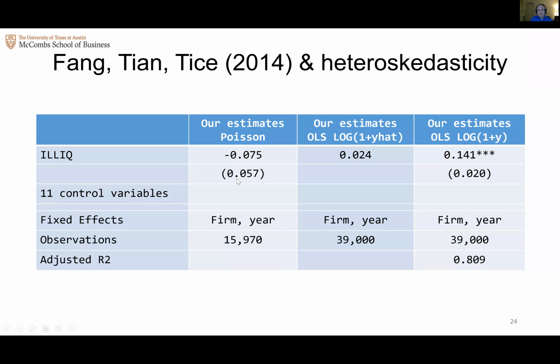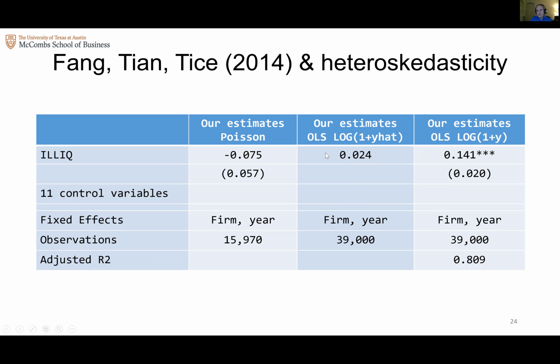Okay, this is the same set of regressions in the illiquidity paper. So again, this is the Poisson regression from our replication of the illiquidity paper. This is the log of 1 plus regression. And so what you can see is that when we estimate the regression using the log of 1 plus the fitted value, it's very different from the estimate that we get from using the log of 1 plus the actual value. And that would suggest to us that heteroskedasticity is a problem when it comes to estimating this specific regression.